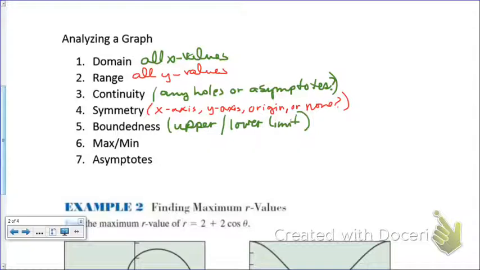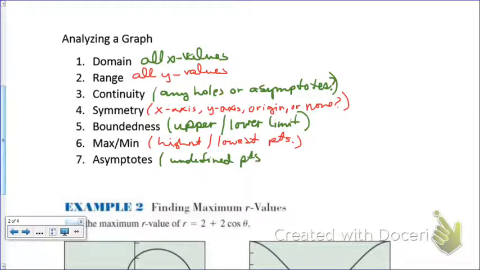And then the max and min. Those are the highest and lowest points. And we have asymptotes, if you'll remember, like we did when we had the tangent function. Asymptotes is where we have undefined points. So those are all the things that we're looking for when we're analyzing a graph.